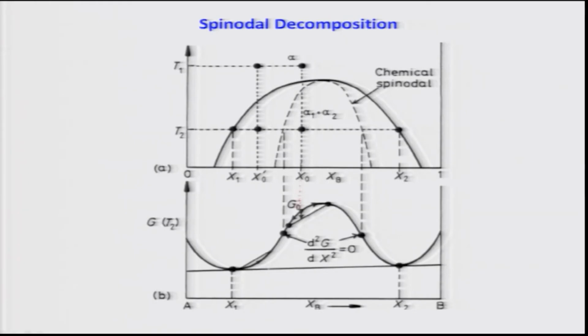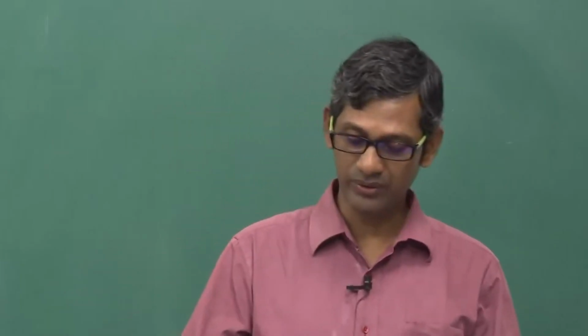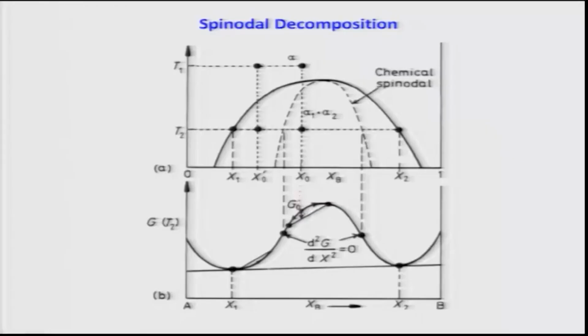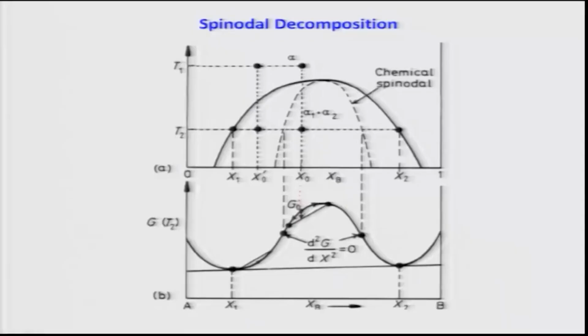So now the question is this: at this temperature this solution is not stable. Why? That is observable clearly from the free energy versus composition diagram. It is very clear that even the smallest possible fluctuation of composition in this solution alpha at temperature T2 can grow. Why? First let us see that. Suppose, as I told you, the free energy of the solution at temperature T2 is G0.